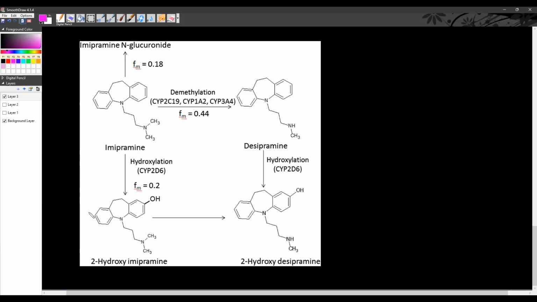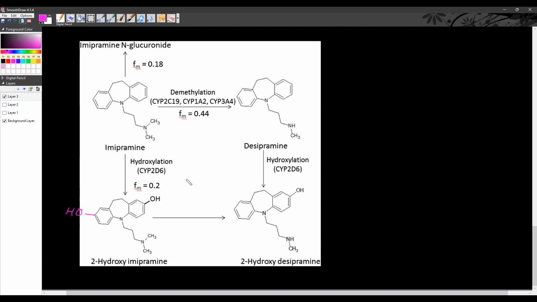Will you ever get two OHs? Can I ever have a metabolism where it says, yeah, I'll put an OH on both sides? No, exactly. It's only going to go through one pathway. It's only going to do it once, right? It's going to do one of each reaction. So it does one hydroxylation, one demethylation.